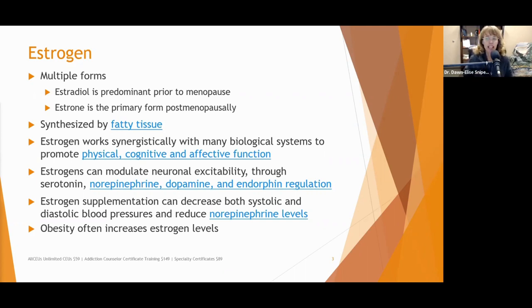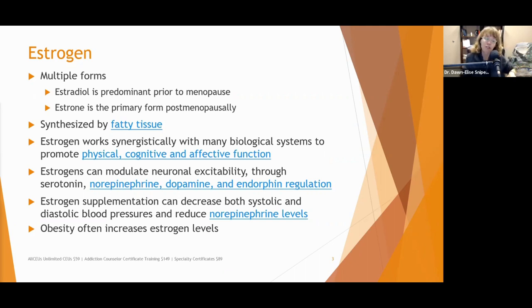Estrogen supplementation can decrease both systolic and diastolic blood pressures and reduce norepinephrine levels. Let's think about when somebody's depressed, what are some of the drugs that they take? SSRIs, selective serotonin reuptake inhibitors, but the other one that is often prescribed are SNRIs, selective norepinephrine reuptake inhibitors.